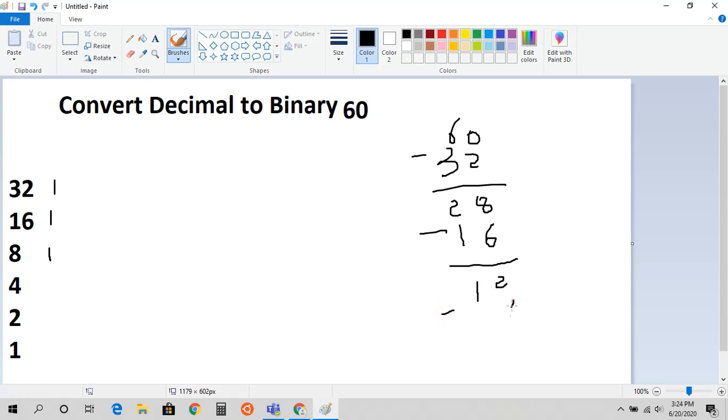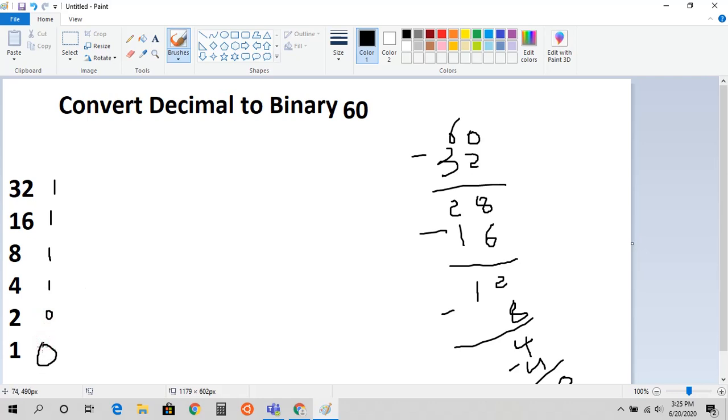Now 12 minus 8, I get 4. 4 is less than or equal to 4, so yeah, equal to, so that's good. And now we don't have any number left, because it's a 0. So now 0 and 0.